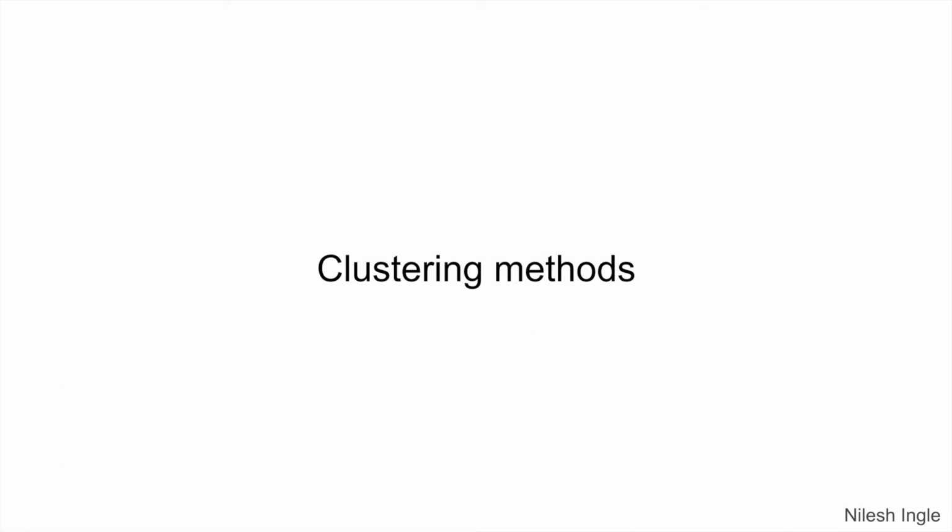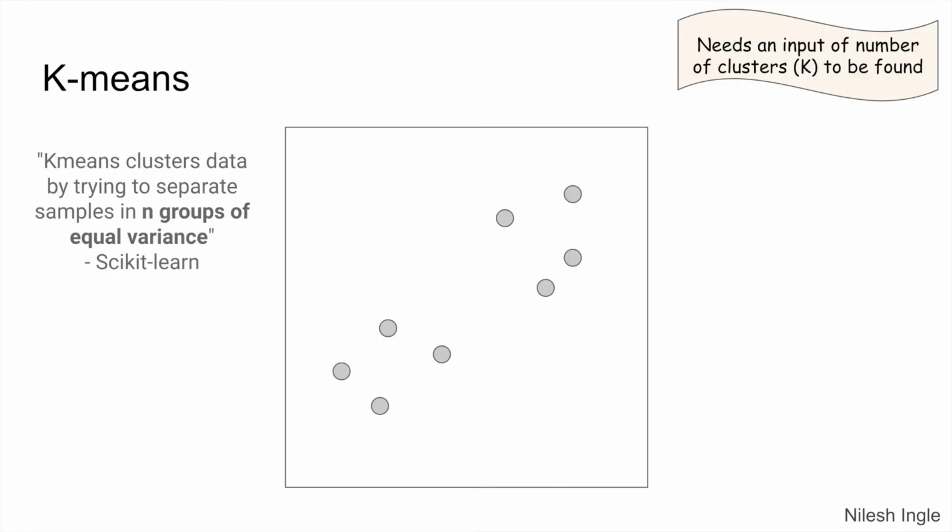Now let's begin looking at the clustering methods. The first one is the k-means method. Here k stands for the number of clusters, and as shown on the top right corner, we have to give this method how many clusters we want it to find ahead of time. So let's say we have this particular data set. We see that this could be one cluster and this could be another cluster.